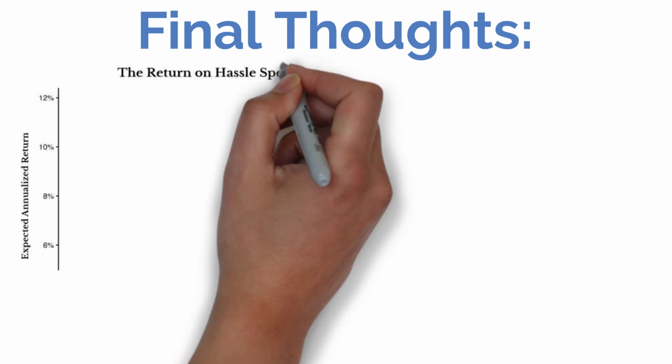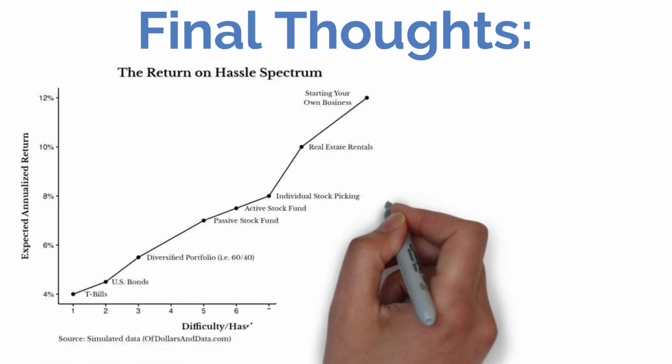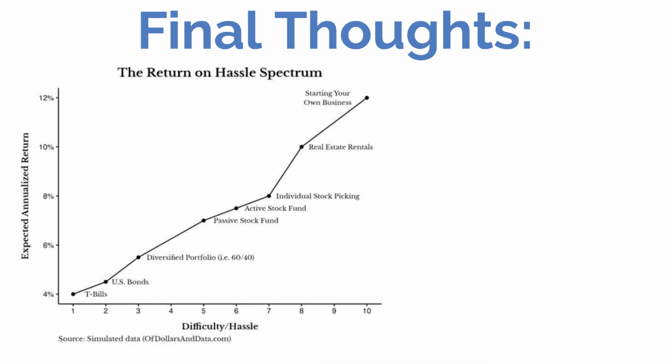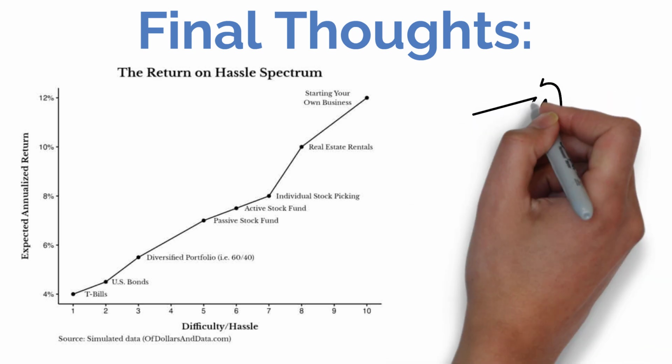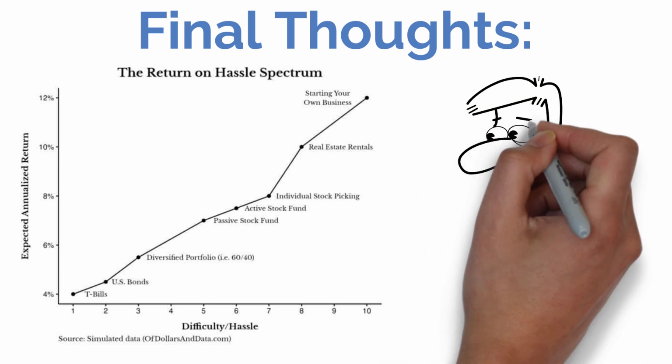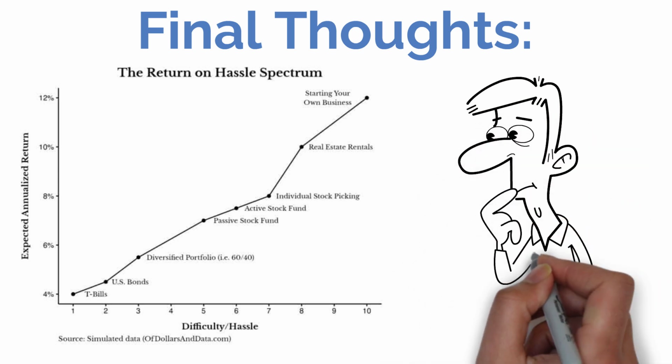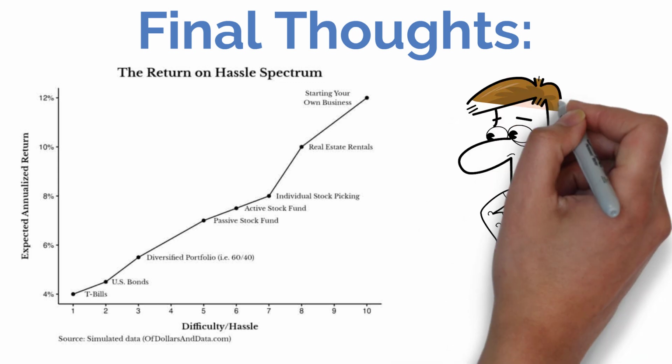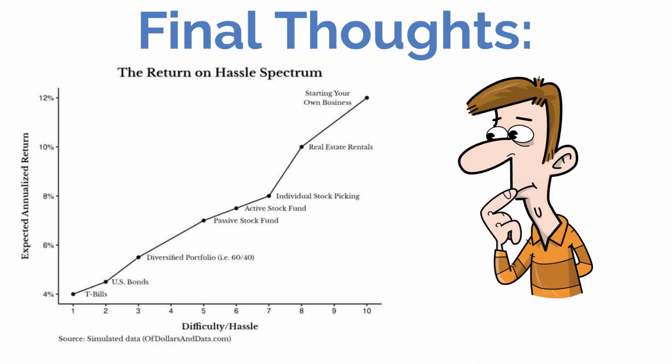It may not be a concept that we vocalize very often when talking about finance, but the idea of finding the right balance between long-term returns and day-to-day lifestyle satisfaction through the minimization of, well, BS, for lack of a better word, is something that we all grapple with when making financial decisions. Not everything is about money, and not everything is about maximizing returns, nor is everything about minimizing risk. It's all about finding the right strategy at the right time for the right person. And that's something that drawing up our own return on hassle spectrum can help us to figure out.